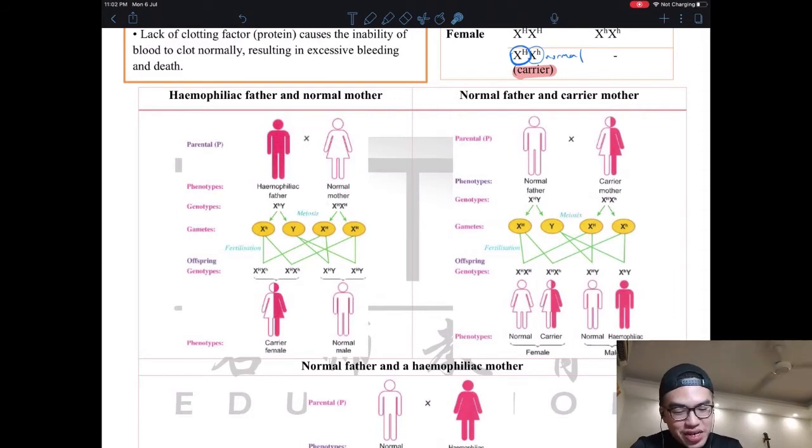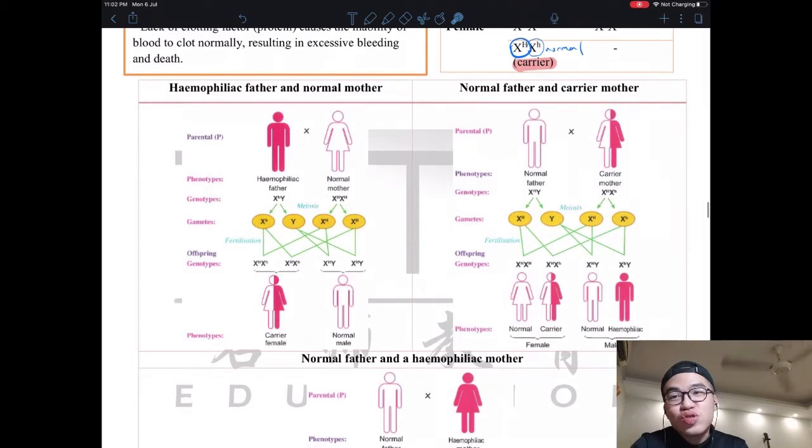So if this carrier were to marry a normal male, let's look at the second case. So now, let's say this female grows up and she marries a normal male, because very seldom do we have hemophilia, so this is the more common case. So now the carrier mother is X big H X small h, and the father, because he's normal, is X big H Y here.